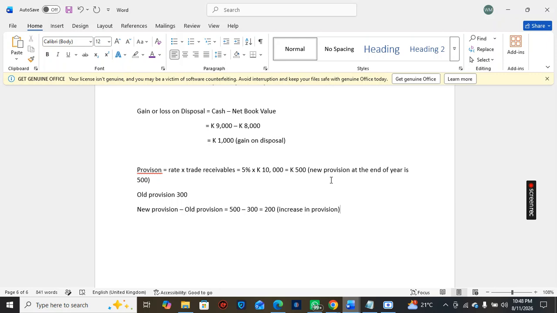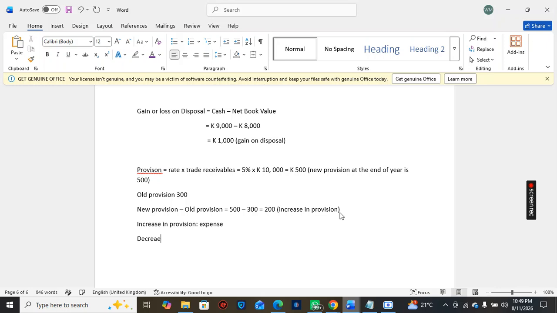So what this is telling us, colleagues, is that the money which we estimate we might not get has increased. It has increased from 300 to 500. So this increase in the provision for doubtful debts will be treated as an expense. Increase in provision, expense. Because it means you might not get more money from the people who are owing you, so you treat that as another loss, which will be treated as an expense.